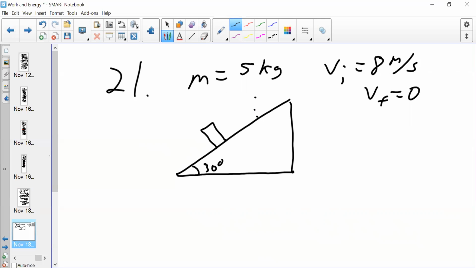So we have our block here. It travels 3 meters. Let's see, this is 3 like so. First thing is we've got to find the change in kinetic energy. What could we do for that?